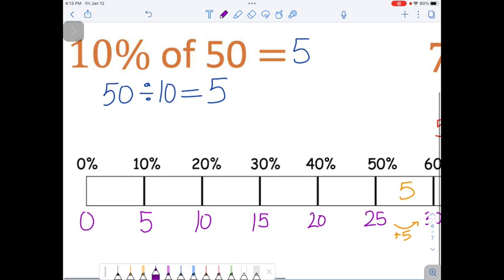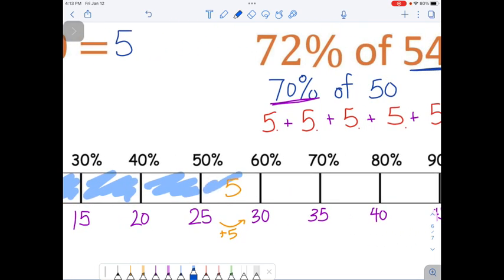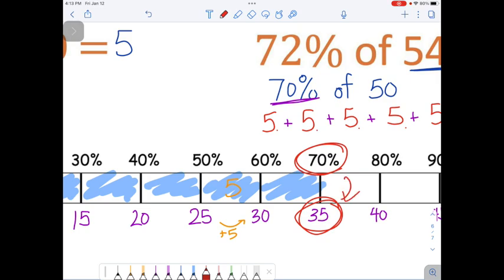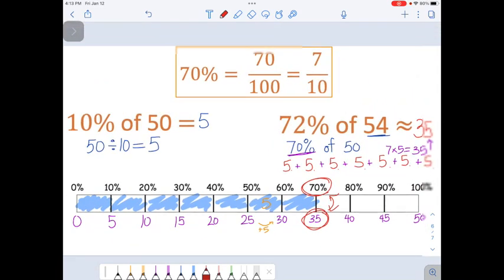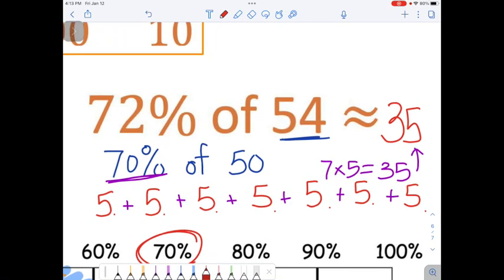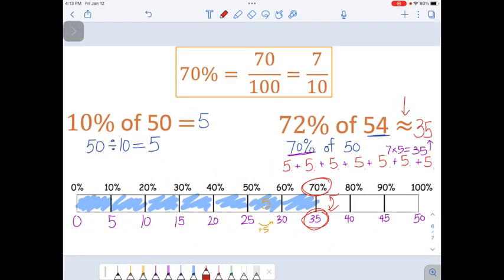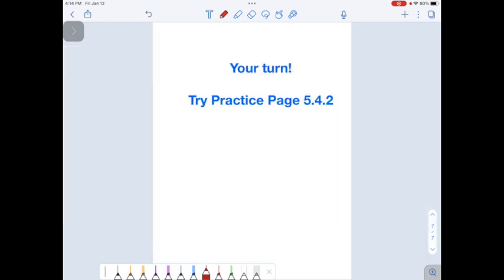So now I'm just going to color in to 70%. Here's 10%, 20%, 30%, 40%, 50%, 60%, 70%. Hey, look at what number we got on the bottom. This says 70% is 35. But because this wasn't really 70% of 50, we need to say that it's going to be about 35. Probably not exactly, but close to it. Being able to divide numbers by 10 is a really helpful skill when you are working on percents.